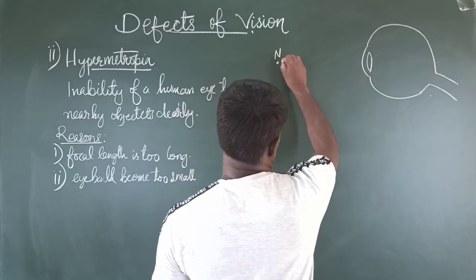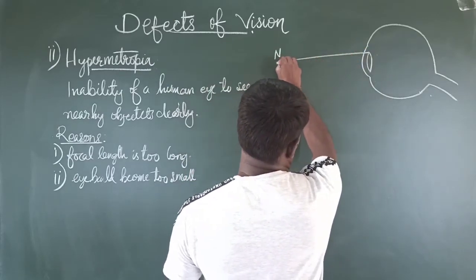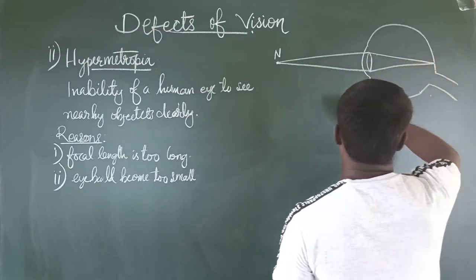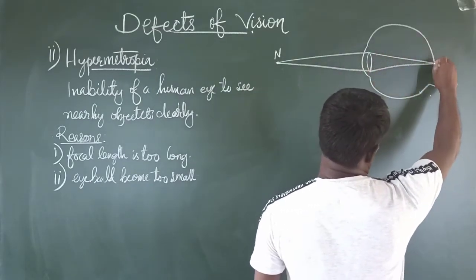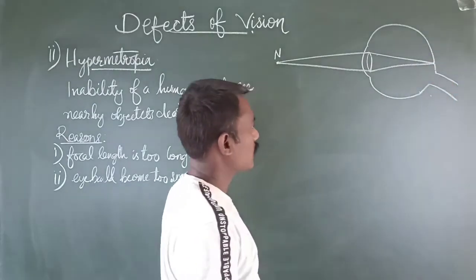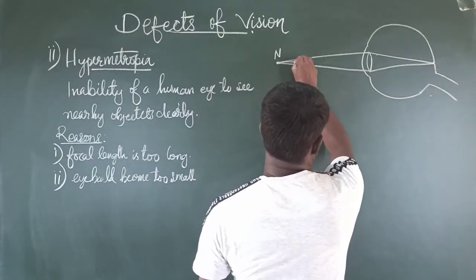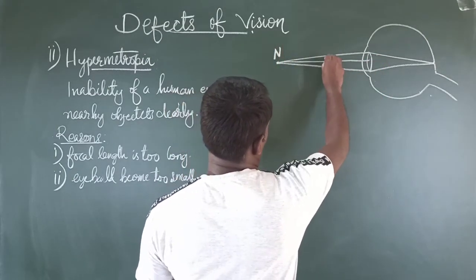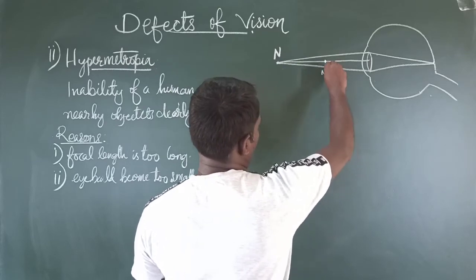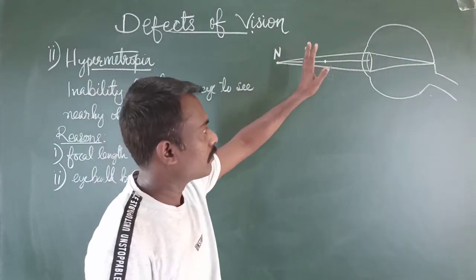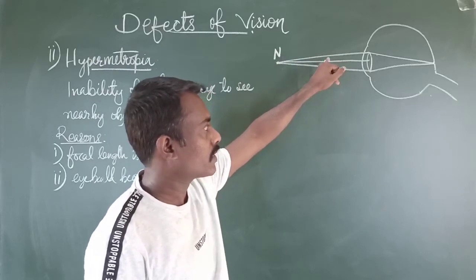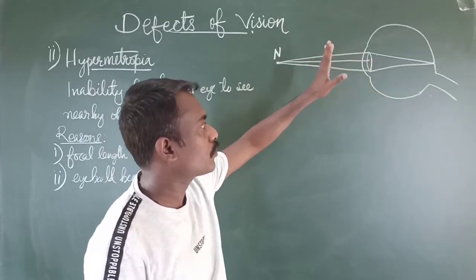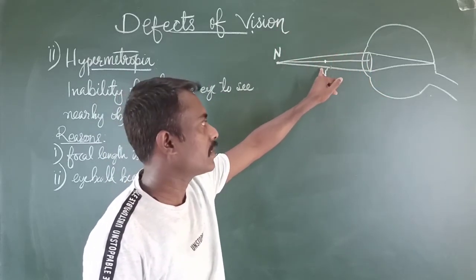This is the near point of the human eye, and the light rays coming from the object are converged by the lens exactly on the point on the retina. So this is how the image is obtained for a normal eye. If the object is kept at another point, N dash, what is happening? Then the eye lens is unable to focus on the object kept at the distance N dash.